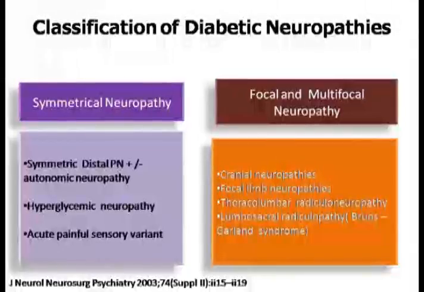And coming to focal and multifocal neuropathies, you have things like cranial neuropathy, focal limb neuropathies, and thoracolumbar radiculoneuropathy, which presents as a sort of thoracic pain. And you have an entity called lumbosacral radiculopathy. I'll come to this later. So you have different forms of neuropathy in clinical practice, and most of my talk will concentrate on the differential diagnosis of the first part, that is the symmetrical distal peripheral neuropathy which you see in practice.